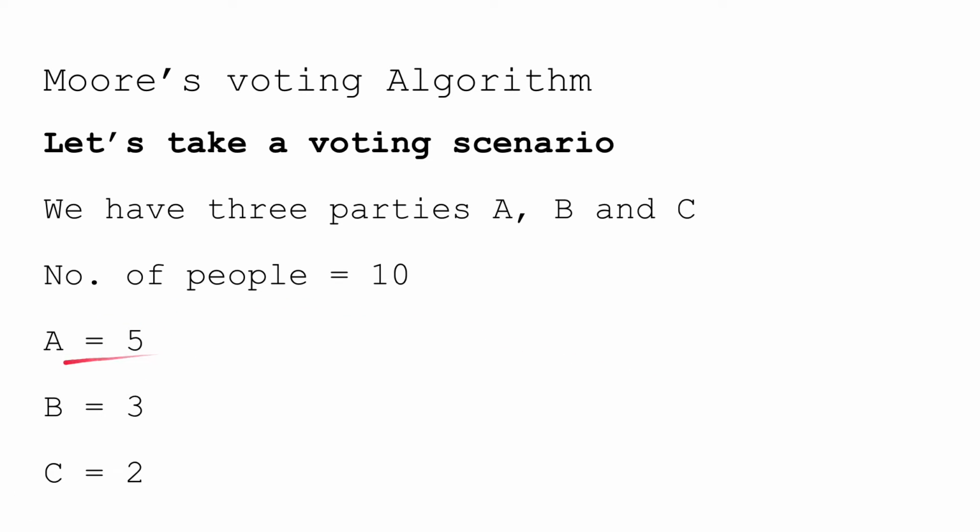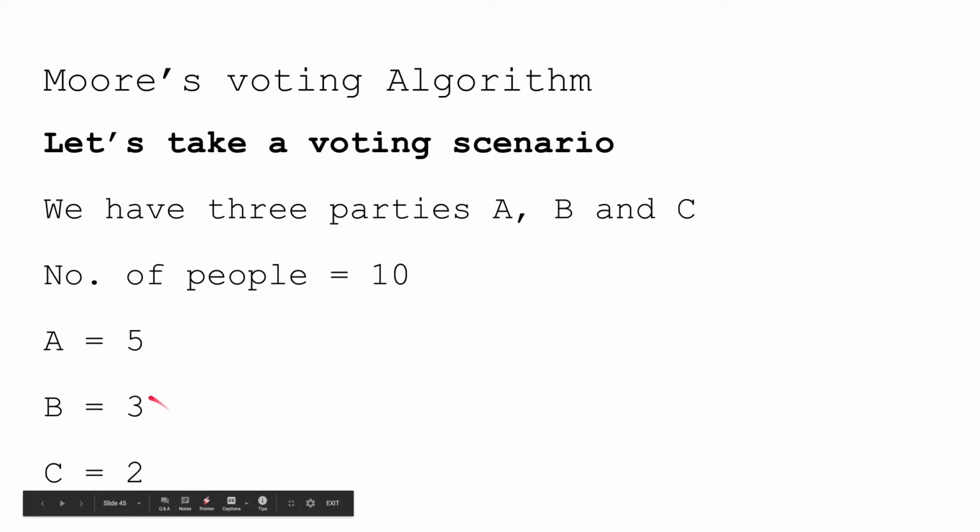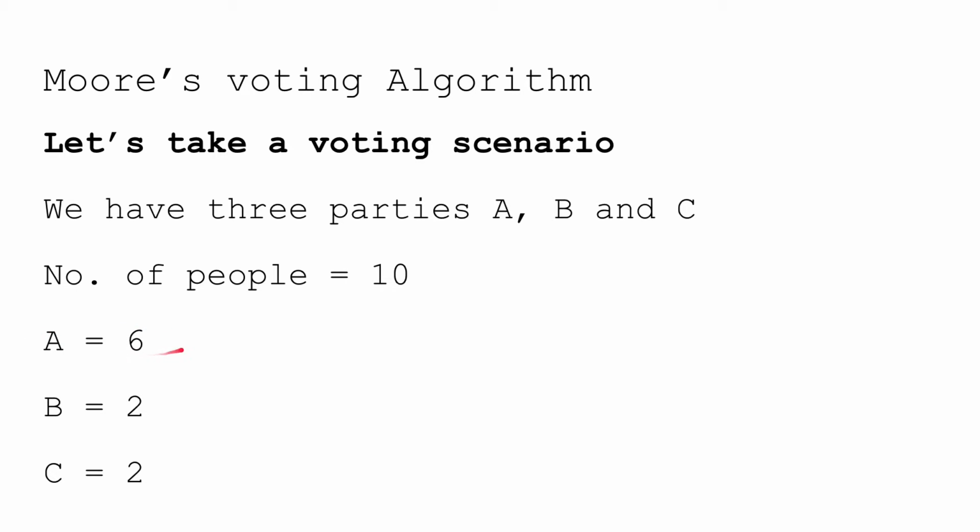But in the previous scenario where A has got 5 votes, B has got 3 and C has got 2, if you cancel these 5 votes with the 5 votes of A, then A will have 0 votes remaining, right? That means there is a tie. So here we cannot say that A has the majority. But in the second scenario we can say that A has the majority because even after cancelling these 4 votes, A will have extra votes.